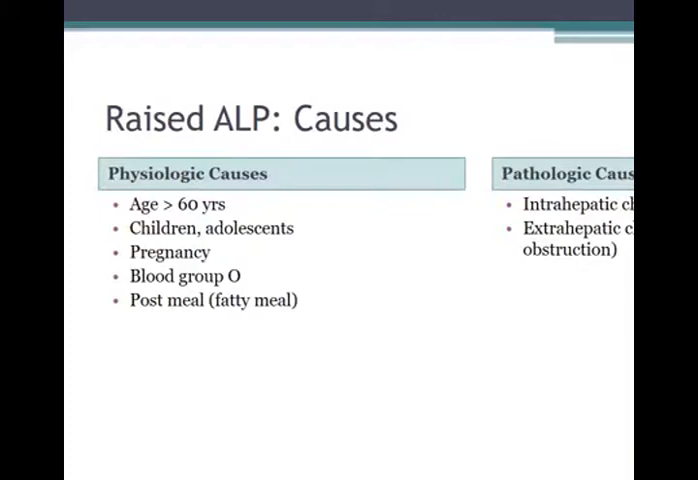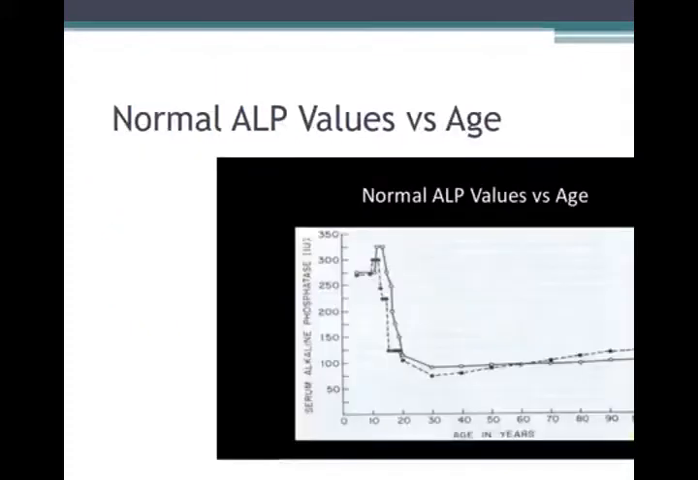The intrahepatic cholestasis is sometimes seen in cases of resolving acute hepatitis and because of damage to the swollen biliary duct, while the extrahepatic cholestasis could be because of stone, stricture, malignancy. This is a graph showing age-related changes in the level of alkaline phosphatase, which is elevated in adolescence and then comes to a plateau and then slightly increases in elderly.